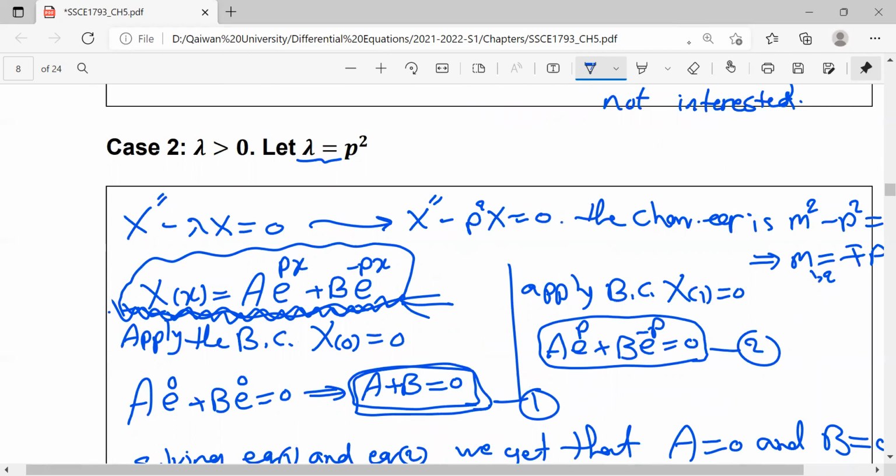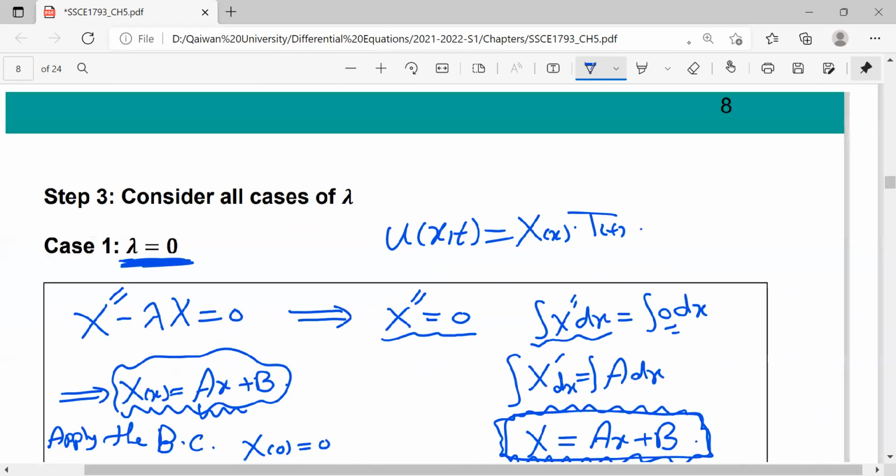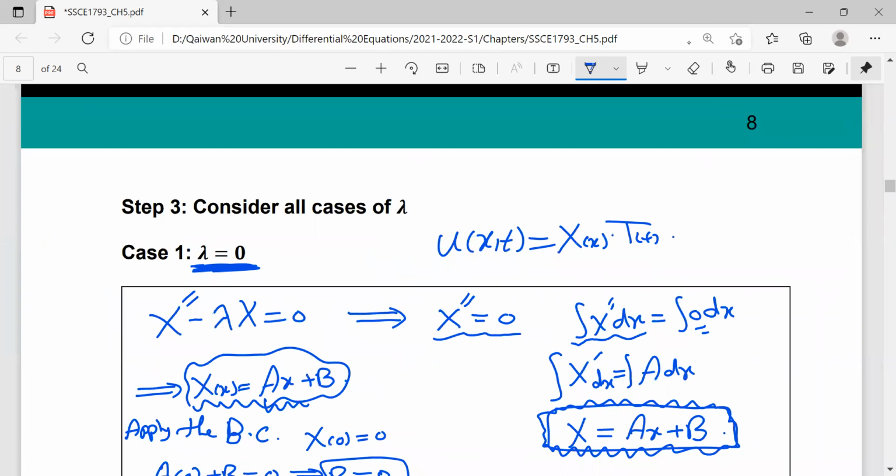For lambda to be 0 and lambda to be bigger than 0, that's not interesting because we get a trivial solution, that's all.